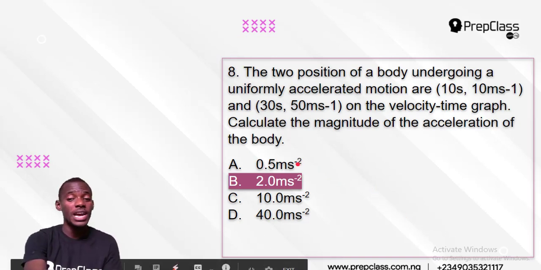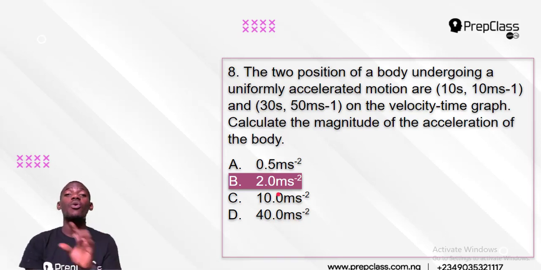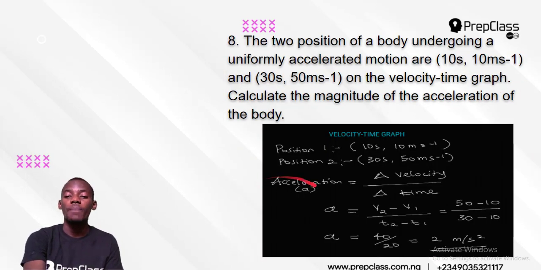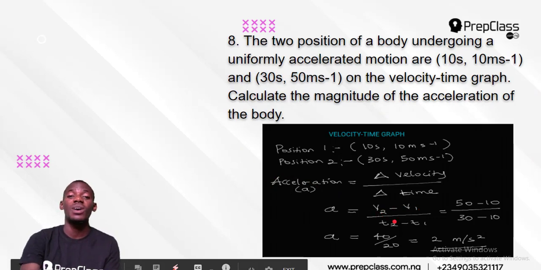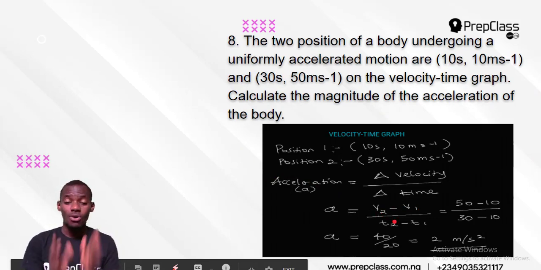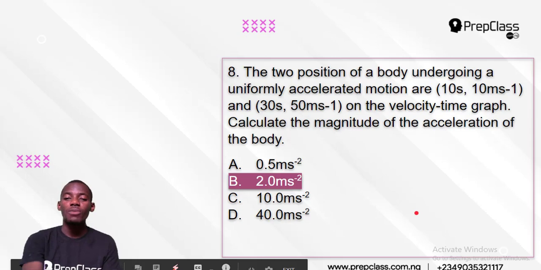Don't ever go for option A. That's very wrong. Don't go for option C or option D. Those are super wrong. They are just traps. So the simple rule is acceleration is always velocity over time. If there are double of each, do change in velocity over change in time, that means v2 minus v1 over t2 minus t1, and you will always get your answer correct. And that is number 8. So let's see number 9 now.